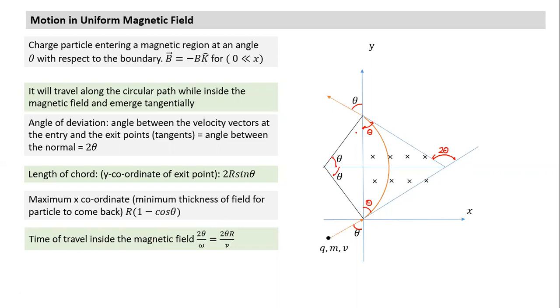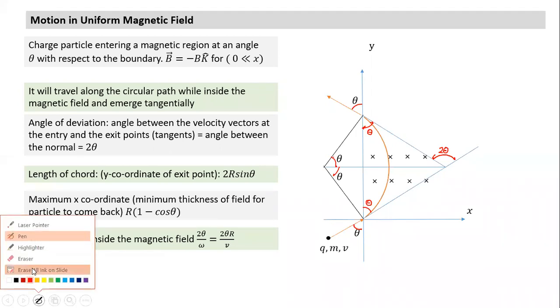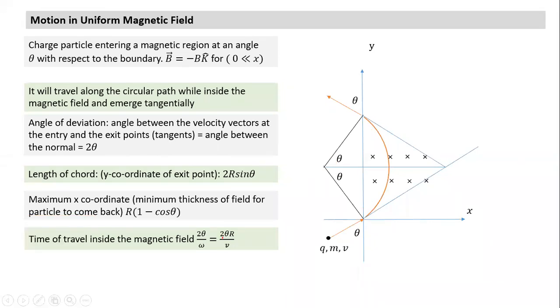This is an arc of a circle and this is a chord of a circle. If I extend the chord, it becomes the boundary. If I extend the tangent, it becomes the trajectory. But this is a straight line path, is it not? When you extend the chord here, the chord becomes the boundary of the magnetic field. Right? So we can easily calculate how long it remains inside the magnetic field also.